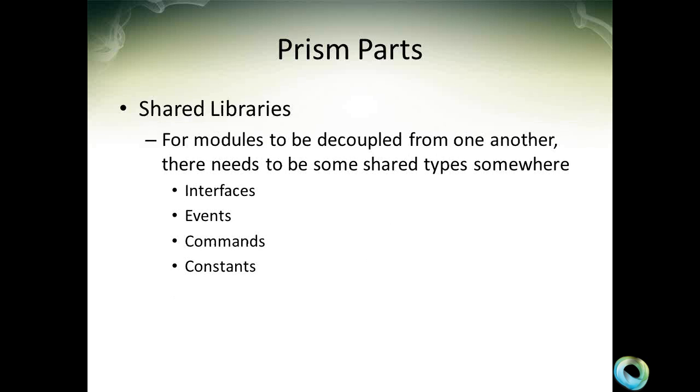In addition to that, you typically need some shared functionality. So I mentioned before that modules in a Prism application should always be loosely coupled from one another. They should not take direct references on each other. But you're going to need some shared functionality between them to define things like interfaces, abstractions that the multiple modules depend on, events that they're firing between each other, commands that they may participate in, and constants for things like region names.